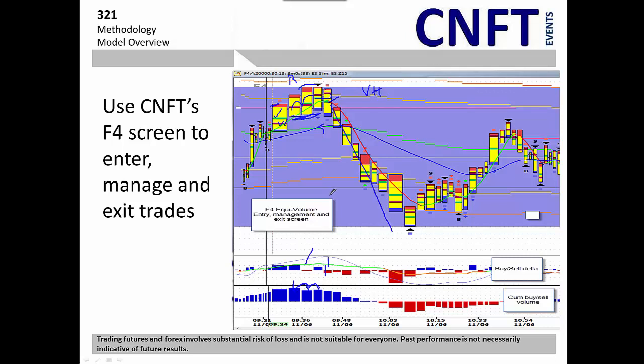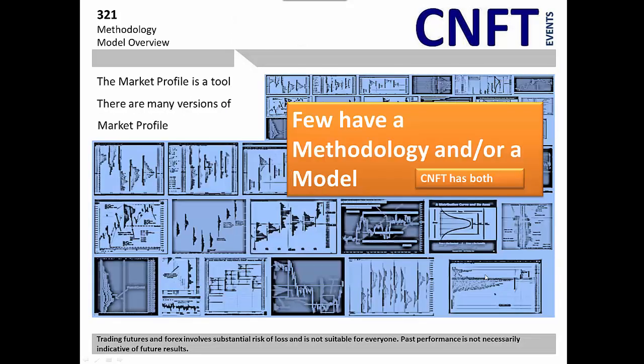So every one of these bars has market profile information in it. This is the delta, and this is the cum down here of the volume, net buying and net selling. Very, very important charts. They can really help your trading as you learn how to use them.